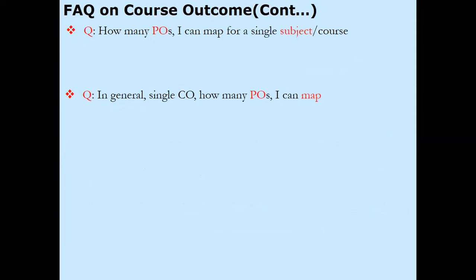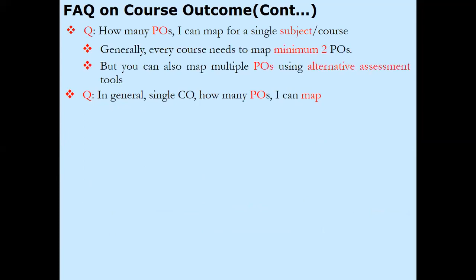Okay. Now there is another question: how many POs can I map for a single subject? Generally, every subject needs a minimum of 2 POs. That's what NBA says, but you can do assessment tools, for example mini projects or assignments, or any other tools prescribed by your university.